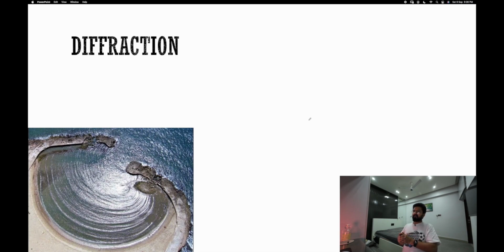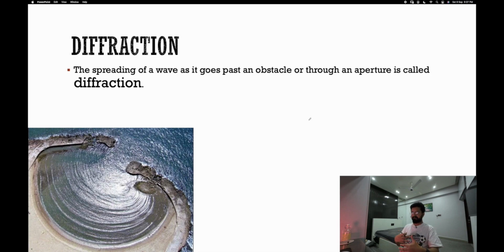Let's talk about diffraction. Okay, so what is diffraction? Diffraction is basically a phenomenon by which a wave spreads out when it travels through a gap or around an obstacle. Look at this image over here. You can see that these are linear waves coming in. But as soon as they pass through this small gap over here, the linear wave turns into a circular wave like this, right? This spreading out of a wave is what we call diffraction.